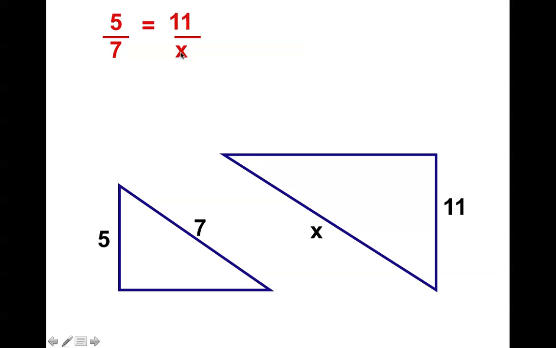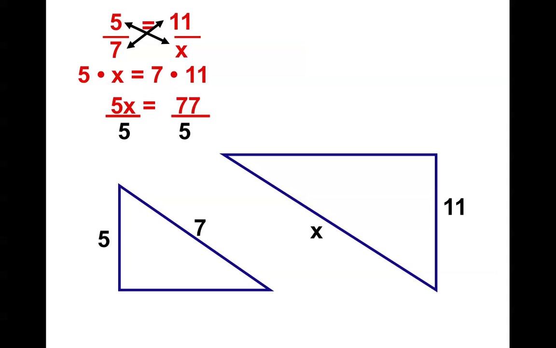It was the x. When you cross multiply, 5x equals 77, divide by 5, and I get my answer, 15.4. Notice not every answer has to end up being a perfect number. Decimals can be answers here.